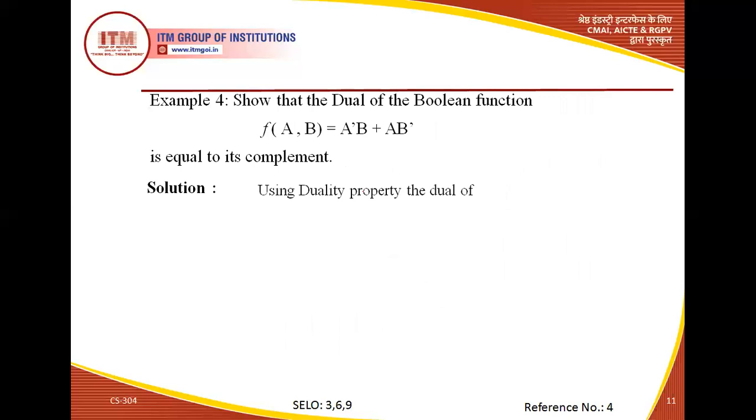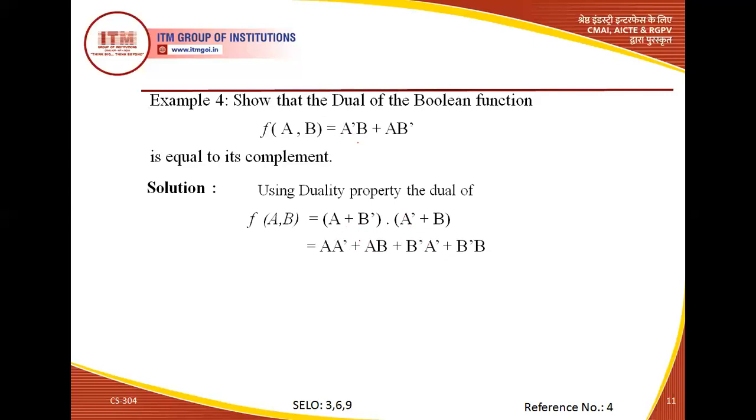By using the duality property, if we give the dual function of f, then dot will be replaced by plus and plus will be replaced by dot. So it can be written as (A dash plus B) dot (A plus B dash). So that is the dual of the function f.